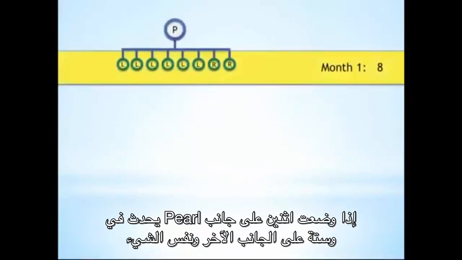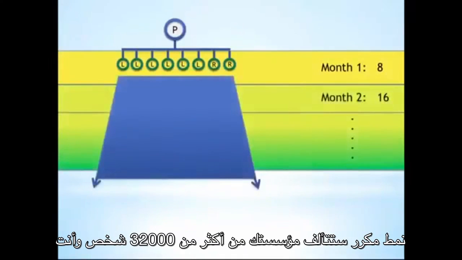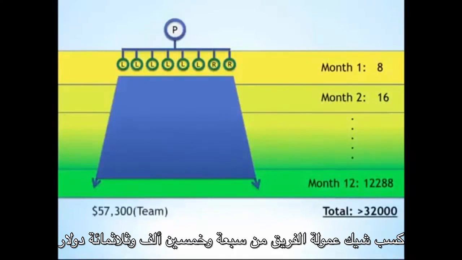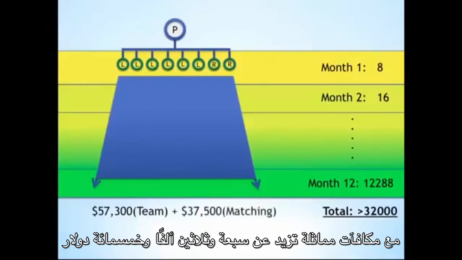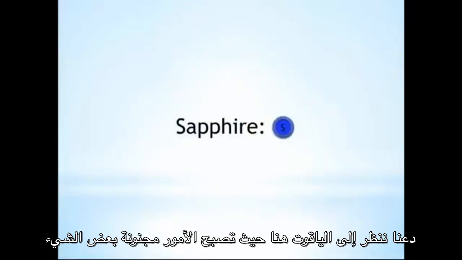If you put 2 on one side and 6 on the other, and the same pattern repeated, your organization would consist of over 32,000 people, and you'd earn a team commission check of $57,300, with matching bonuses of over $37,500 monthly. That's a total of over $94,800. Let's look at Sapphire.